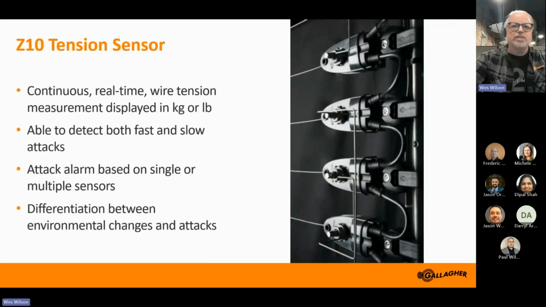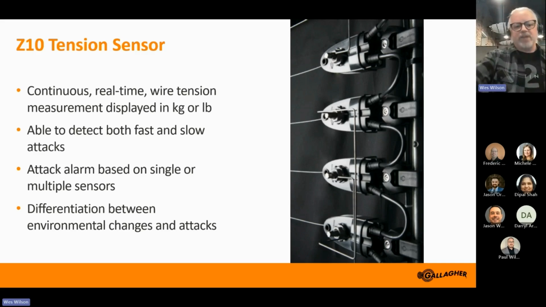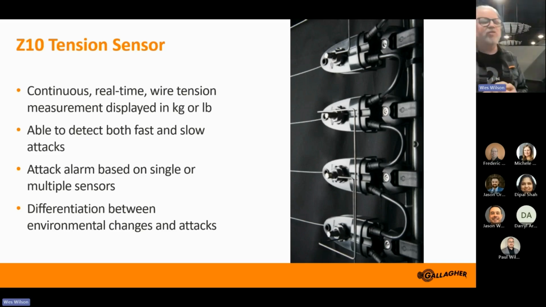So let's talk about the Z10. It is a tension sensor, and it provides continuous monitoring of a line that is part of a fence. So you might have an existing fence and then put a line of tension sensors in front of it. And what that does is if anybody attempts to access that fence, the lines will detect any pressure put on those lines. And they could detect both fast and slow attacks.